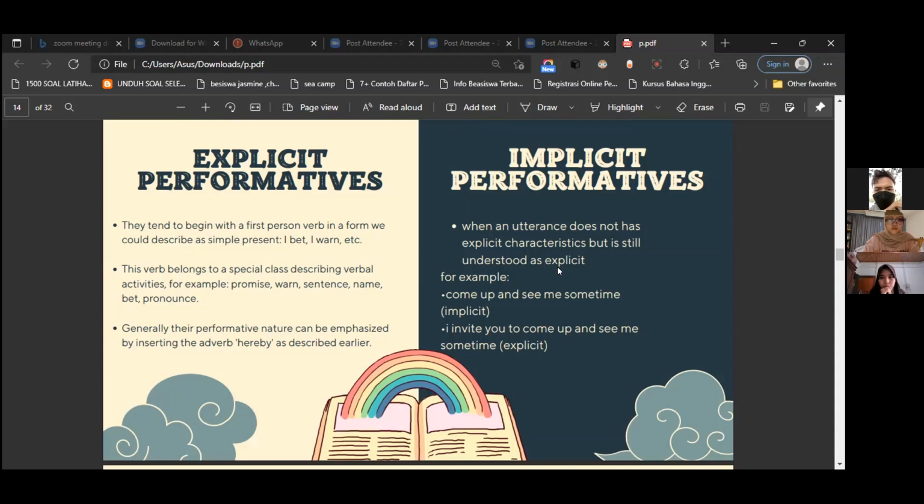And the implicit performative is when an utterance does not have an explicit characteristic, but it is still understood as performative. For example, "Come up and see me sometime." It is an implicit form, and the explicit form is "I invite you to come up and see me sometime." So it has the same meaning, but it is more hidden in the implicit performative. Okay, maybe that's all for me. Thank you. Back to moderator.